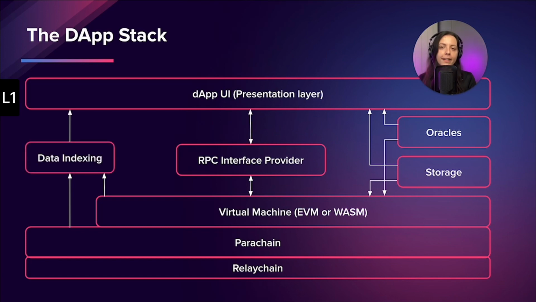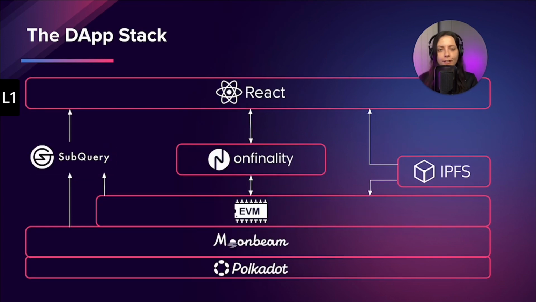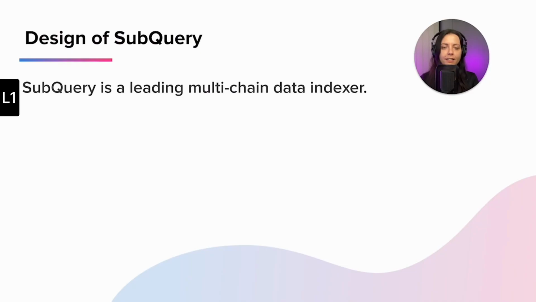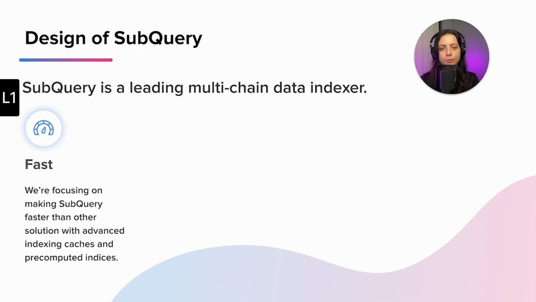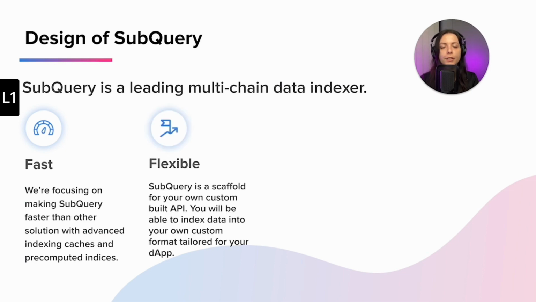SubQuery allows you to take the data from blockchain. You will still interact with blockchain through an RPC provider, but you will retrieve your data from blockchain with the usage of SubQuery. SubQuery is a leading multi-chain data indexer. We focused on four different design principles. We needed to make sure that SubQuery is fast. This is a key factor and a super important part for every DApp developer. So it has to be fast, it has to be efficient, but it also has to be flexible.